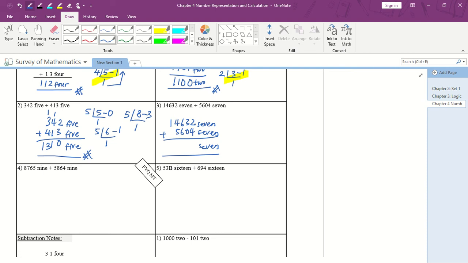Yes, the answer is yes. So we will not change the base because we know it is the same thing, right? So we know it is part of base 7. So we'll be putting it here. And 3 plus 0 is equal to 3.